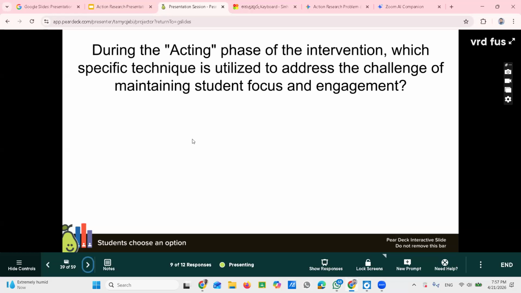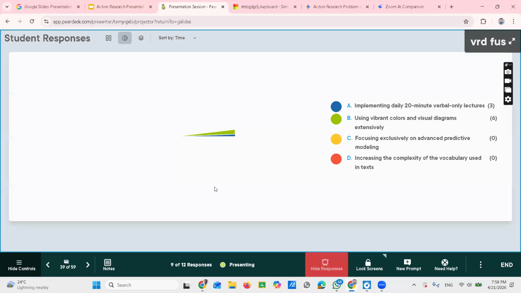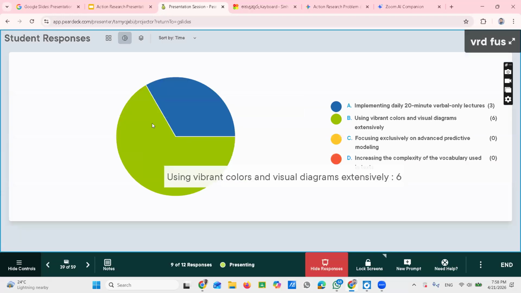Right, here 9 of you are sending the answers. During the acting phase of the intervention, which specific technique is utilized to address the challenge of maintaining student focus and engagement? The answer is very clear. However, look at your answers. Most of you marked the green one, using vibrant colors and visual diagrams extensively. Yes, that's the correct answer.